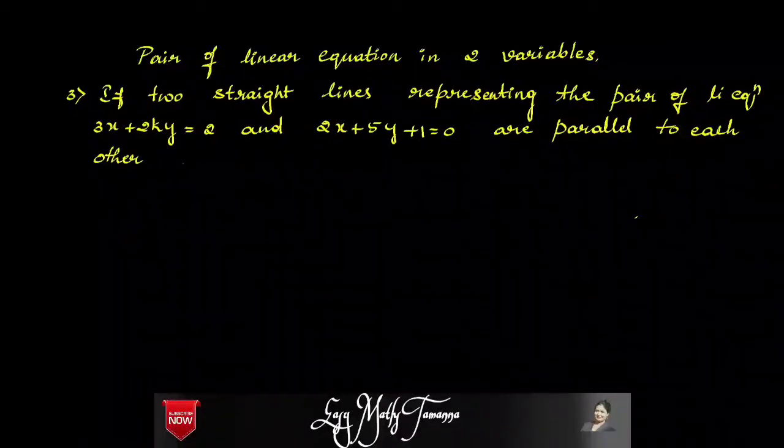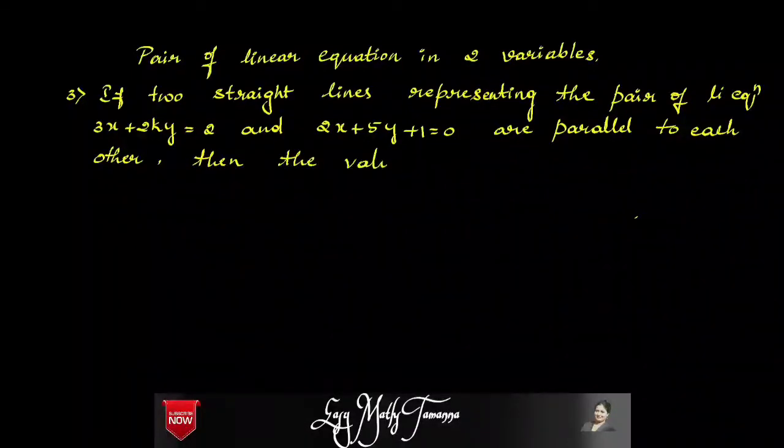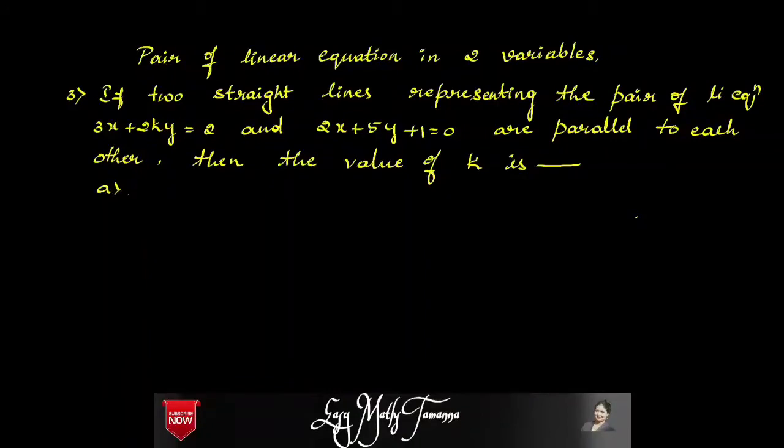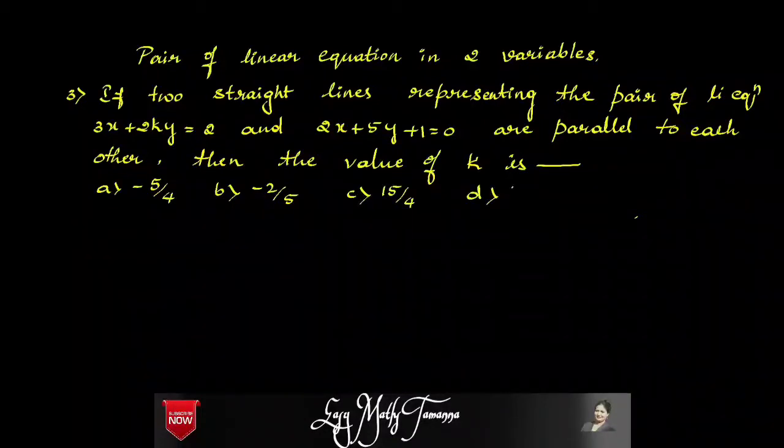We have to find out the value of k. The options are: A, minus 5 by 4; B, minus 2 by 5; C, 15 divided by 4; and D, 3 by 2.